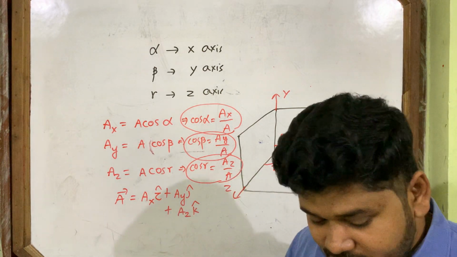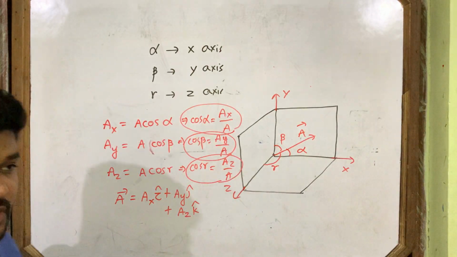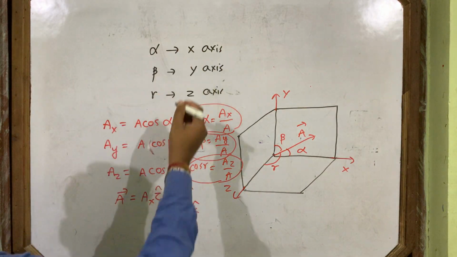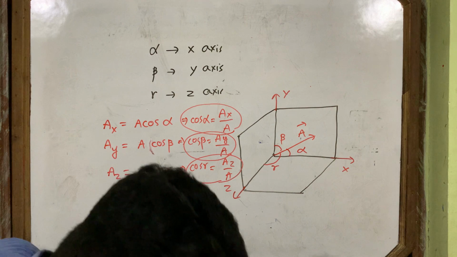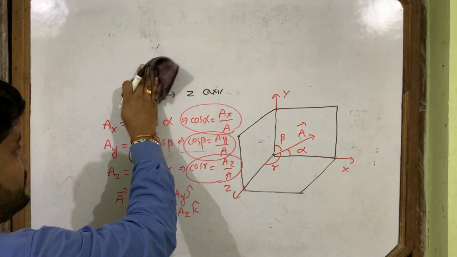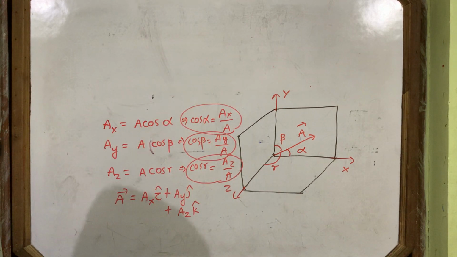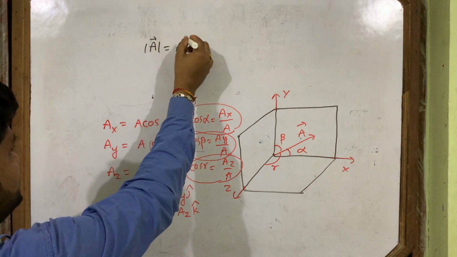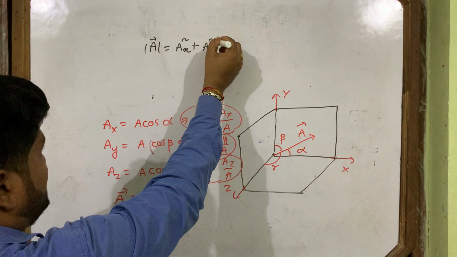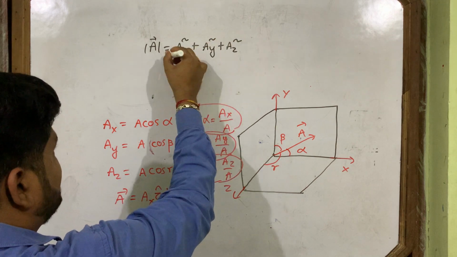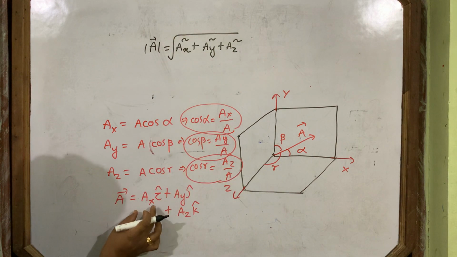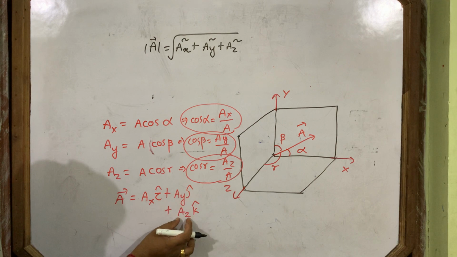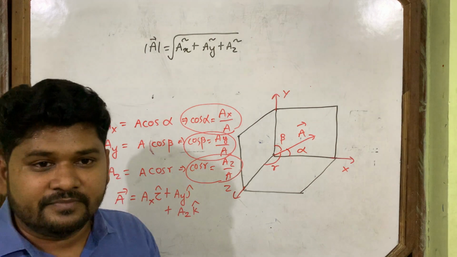And if I tell you what is the magnitude of a vector, so magnitude of a vector I am writing, you see, magnitude of a vector is equal to the square root of Ax square plus Ay square plus Az square. I had also told you this one earlier.